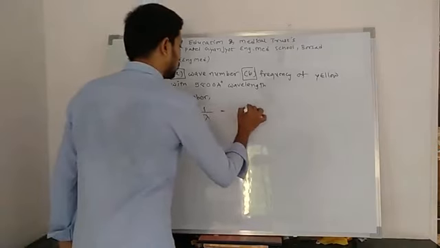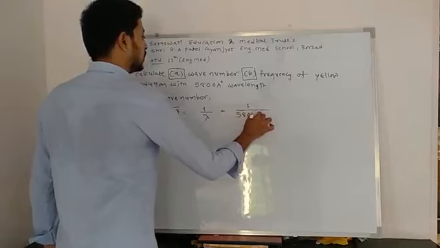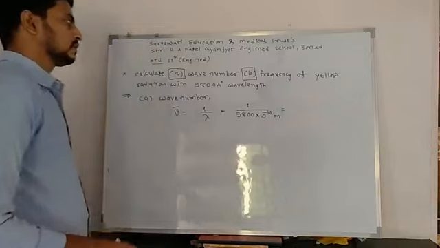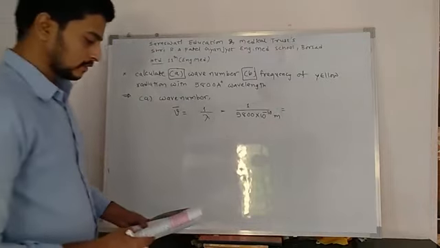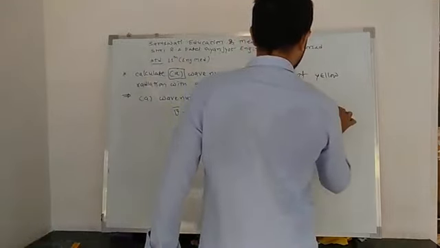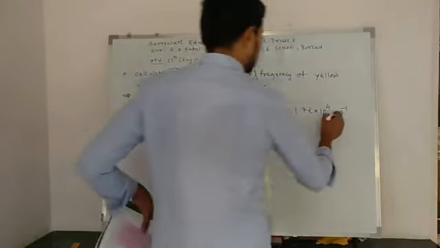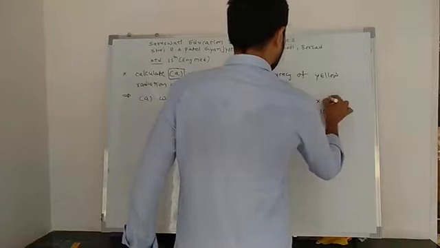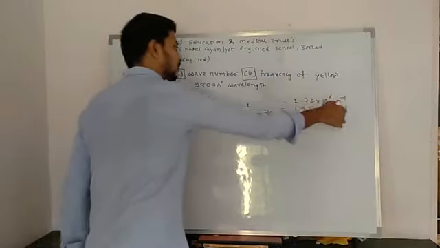So the value of lambda is 5800 into 10 power to minus 10 meter. With the help of a calculator, if you calculate, you will get the answer 1.72 into 10 power to 4 meter inverse. This is centimeter inverse, and for meter inverse 1.72 10 power to 6 meter inverse. So you will get two answers, either in meter or in centimeter.